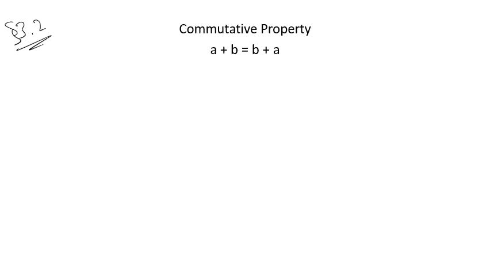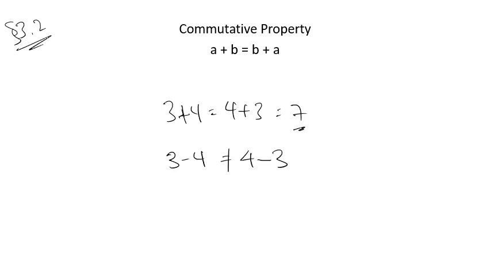And it says that a plus b equals b plus a. And so our 3 plus 4 that we saw earlier that equaled 7 is going to be the same as my 4 plus 3, which both equal 7. Now, it's really important to note that the commutative property does not apply to subtraction. So obviously, 3 minus 4 is not the same as 4 minus 3.